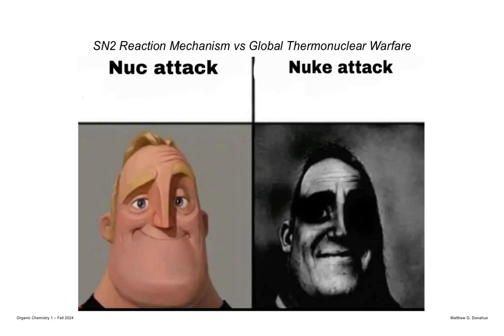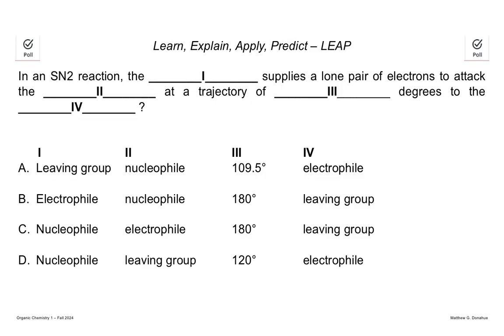So now that we're a little educated, we know the difference between nuke attack and nuke attack. So in the fill in the blank here, or the chem Mad Libs, it's probably not as exciting. In an SN2 reaction, the blank supplies the lone pair of electrons. So that's nucleophile. To attack the electrophile at a trajectory of 180 degrees to the leaving group.